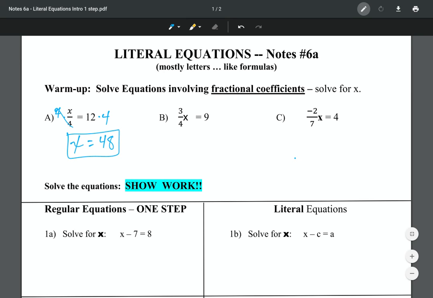All right, let's look at letter B. So let's get rid of the denominator. We're going to multiply that by 4, so those 4's will cancel out. Whatever you do to one side, do to the other. So what we have left on the left side is 3x equals 9 times 4, which is 36. We're going to divide by 3. And 36 divided by 3 is 12.